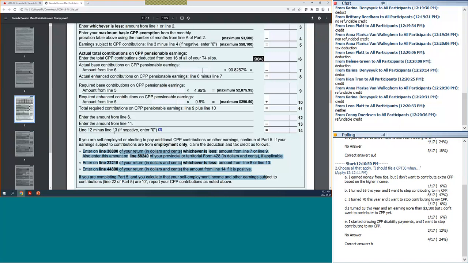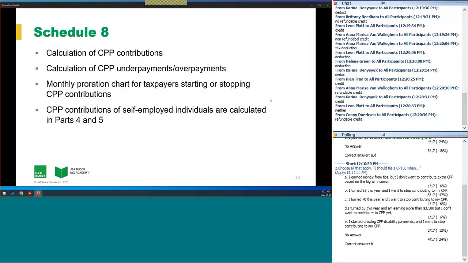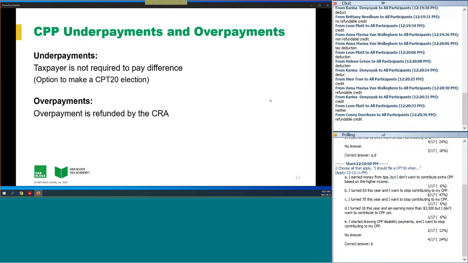Okay, excellent. So that is a Schedule 8. We're going to do a few calculations, and when we get to the end of CPP, we're going to take a break because I think you're going to want a break at that point. So let me go back to the slides. And we're going to do some underpayments and some overpayments.